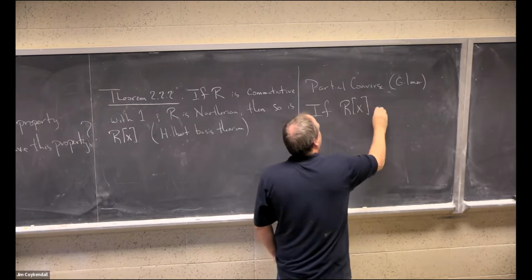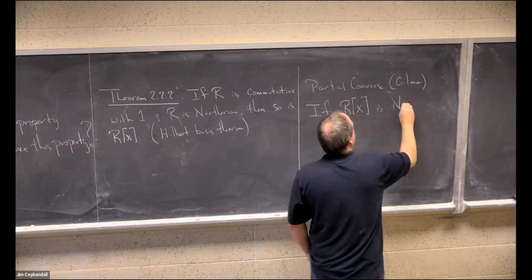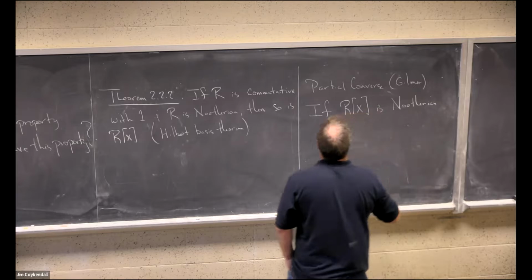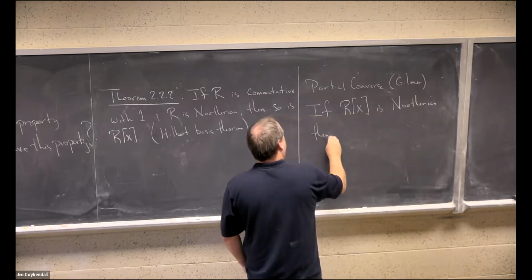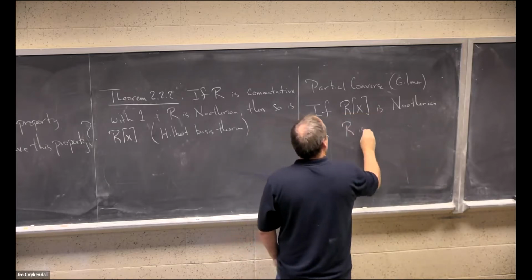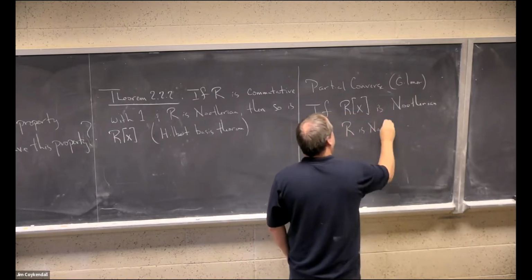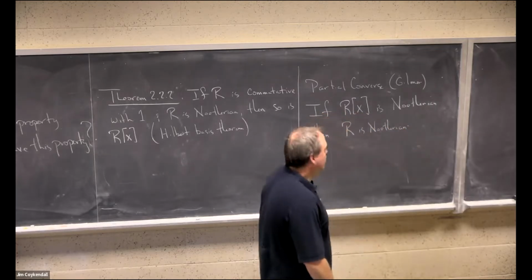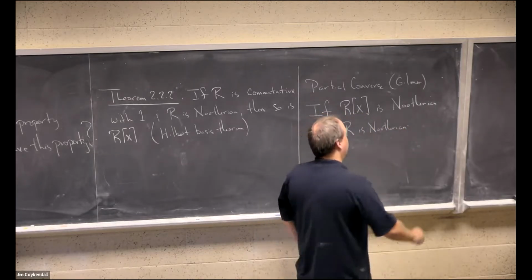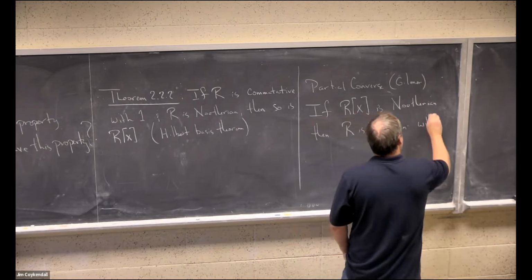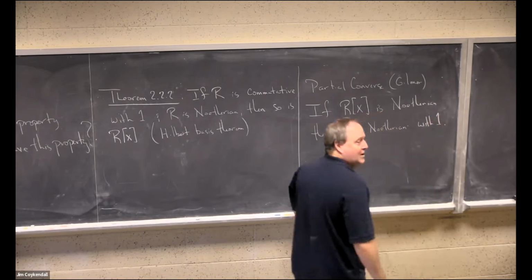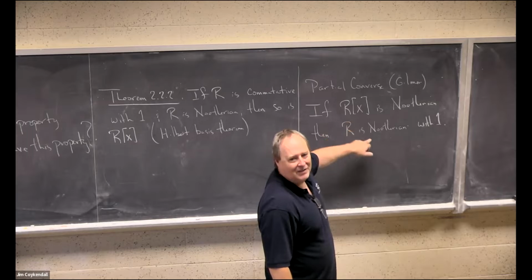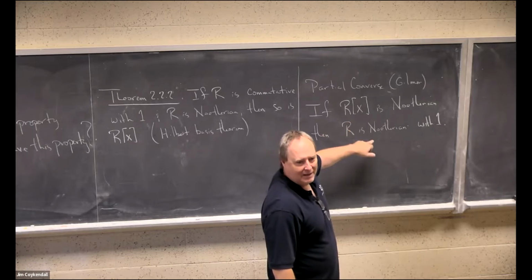If Rx is Noetherian, then R is Noetherian. By the way, my blanket assumption here is that rings are commutative. If Rx is Noetherian, R is Noetherian of course. So the statement that Rx is Noetherian implies that the ring has an identity, right?